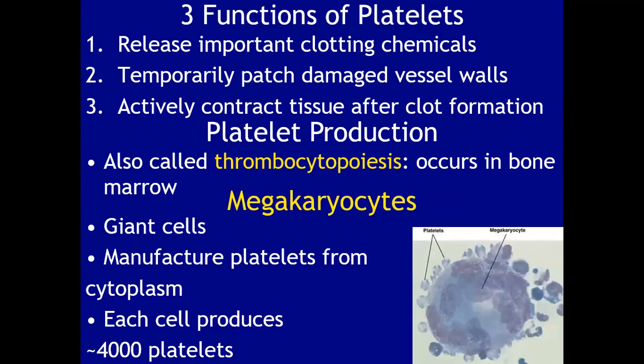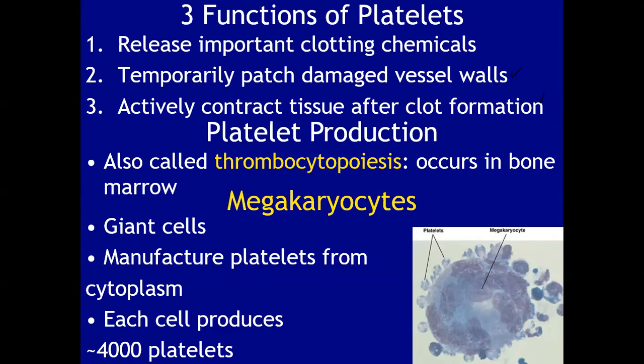So our functions for platelets are going to be, they're important in releasing clotting chemicals. They're part of hemostasis, us stopping the bleeding. They form a temporary patch. Like I said, they're like sandbags. If it's flooding, we're going to throw sandbags down. And they're able to actively contract, so they can help pull the wound together once we have stopped the blood from leaking out, and we form that clot.